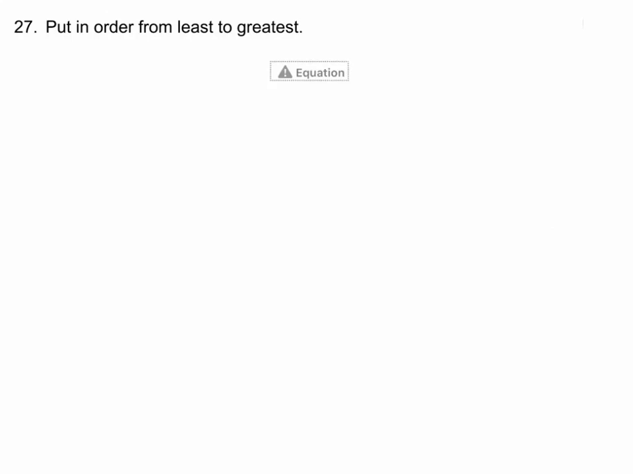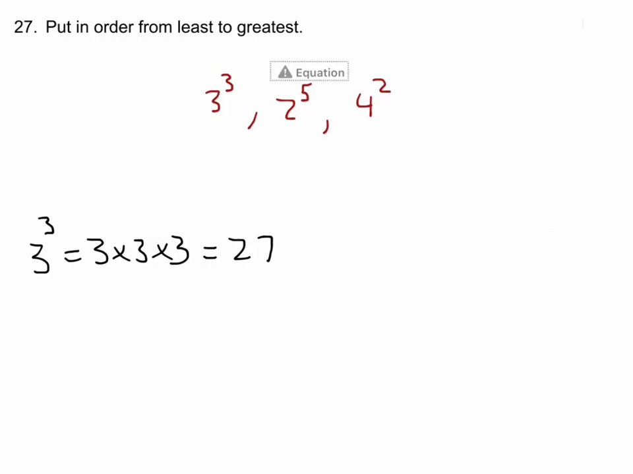Put in order from least to greatest. This one. Alright, so put them in order from least to greatest. Now remember that 3 to the third is 3 times 3 times 3. This equals 27. Alright? So, that's how I gave you one. Do the other two like that, okay?